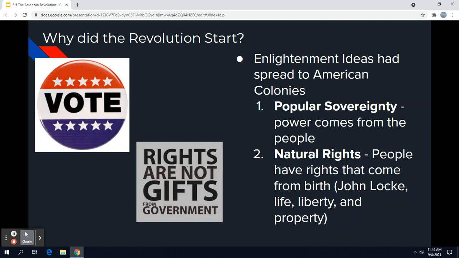The Enlightenment ideas had also spread to the American colonies. And two of the biggest ideas that had spread and were widely known were, first, popular sovereignty, the idea that power comes from the people. So when the king began slapping these taxes on the colonists, they felt like they didn't have a voice in these taxes and they weren't being notified of the taxes. So it wasn't popular sovereignty. It was essentially tyranny, where the king was just ruling over them.